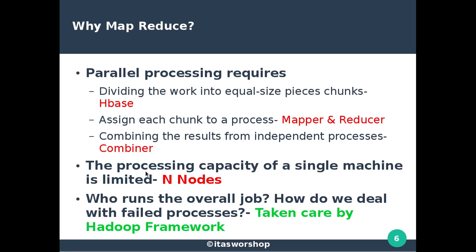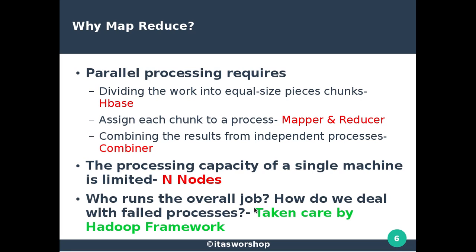And then, the processing capacity of a single machine is limited. Obviously a single machine is limited, but in Hadoop's case we have n number of nodes. People are using 1,000 machines in production, and that's a very large set. You can handle gigabytes of data, running your application in a 24/7 model.